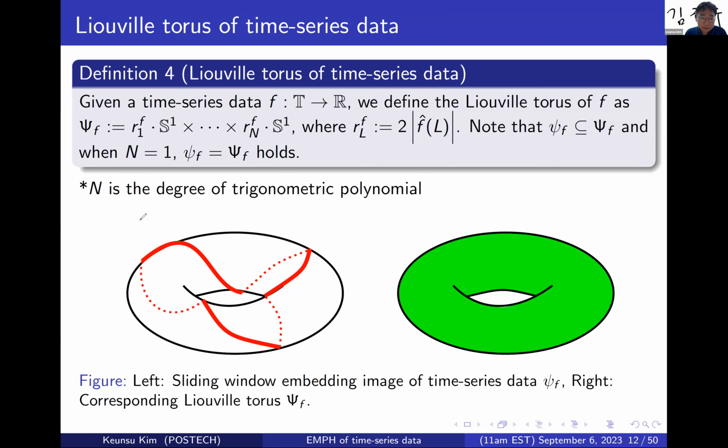In this figure, the sliding window embedding of, for example, cosine 3t goes to the red curve by sliding window embedding. And the green one is the Liouville torus of this time series data.